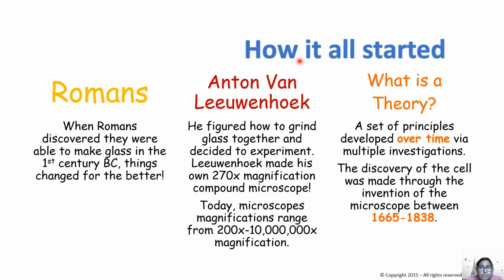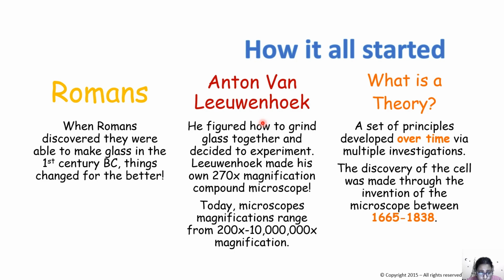Okay. So how it all started basically. So when Romans discovered that they were able to make glass in the 1st century BC, things changed for the better. And we then come to Anton van Leeuwenhoek. Okay, so who was Anton van Leeuwenhoek? He was a Dutch microbiologist basically. Okay, and he was universally acknowledged as the father of microbiology.